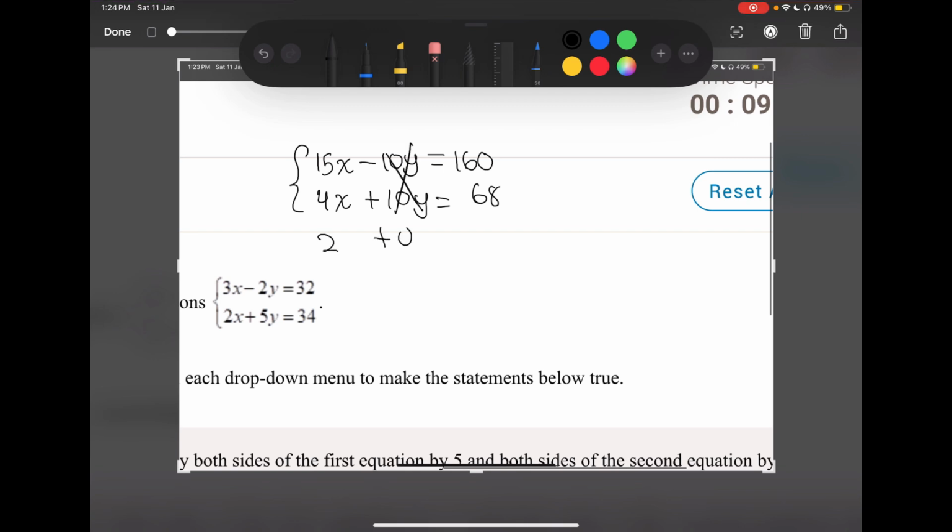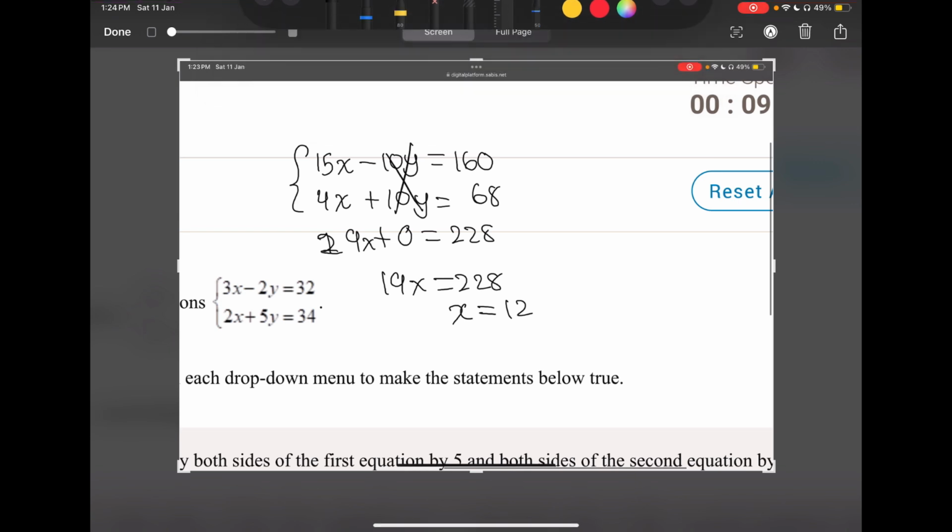So 19x plus 0 equals 228. So it's going to be 19x equals 228. X equals 12 because 228 divided by 19 is 12. Now we need to find y. So we can simplify it in this equation. We can substitute, I mean.